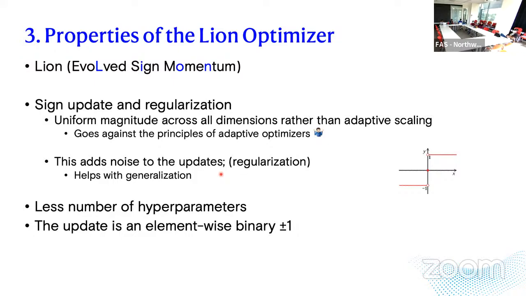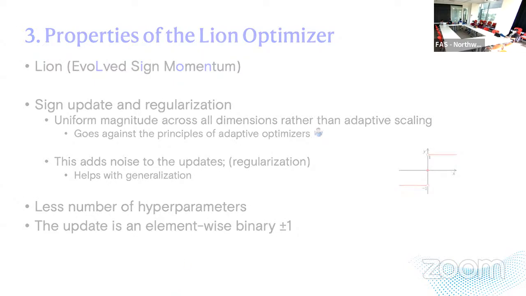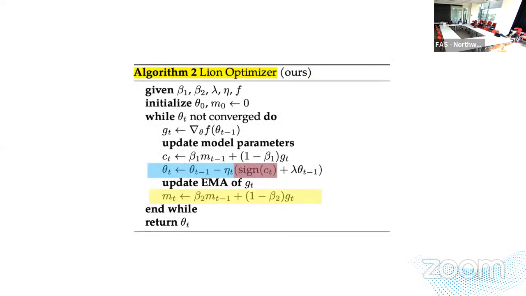Can you go back to the previous slide? Sure. So what exactly is clipped? c_t is a linear combination of the past first moment and the current gradient. So this is the current gradient.